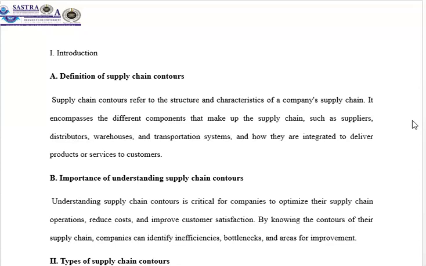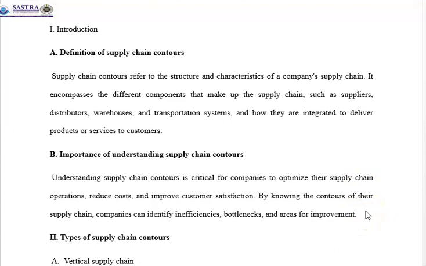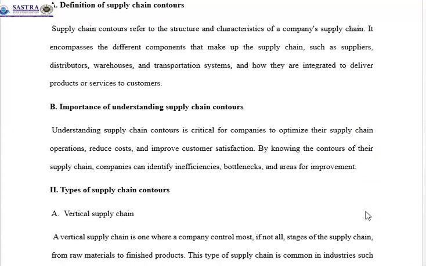The next is the importance of understanding the supply chain contours. Understanding supply chain contours is critical for companies to optimize their supply chain operations, reduce cost, and improve customer satisfaction. By knowing the contours of their supply chain, companies can identify inefficiencies, bottlenecks or obstacles, and areas for improvement. The next is types of supply chain contours.